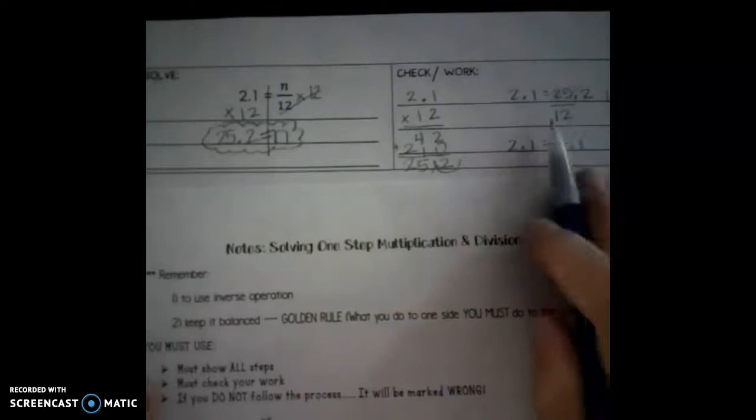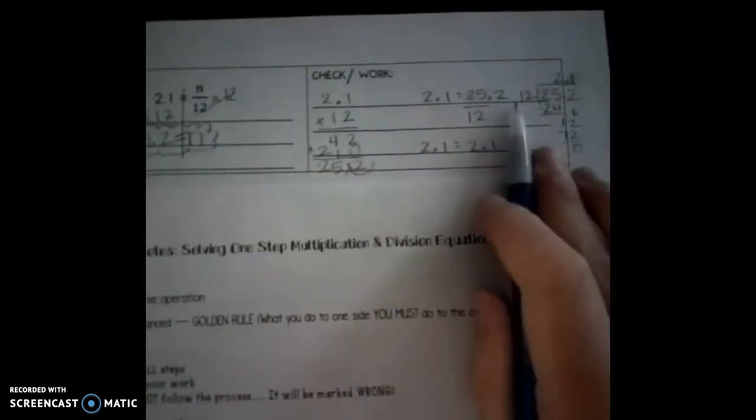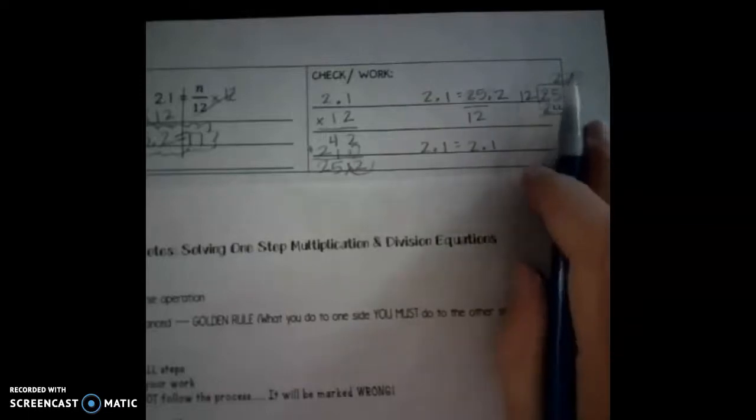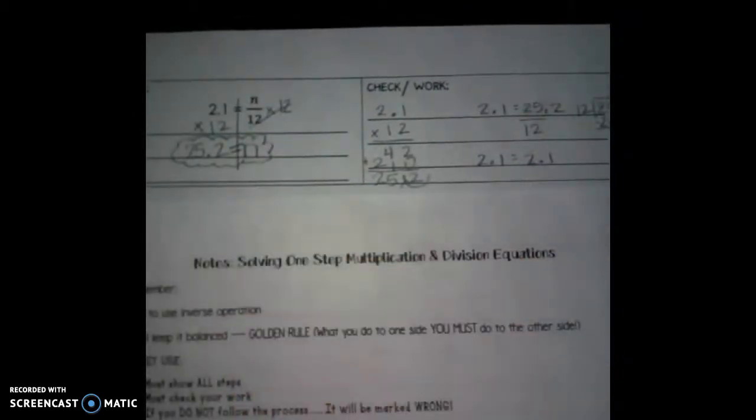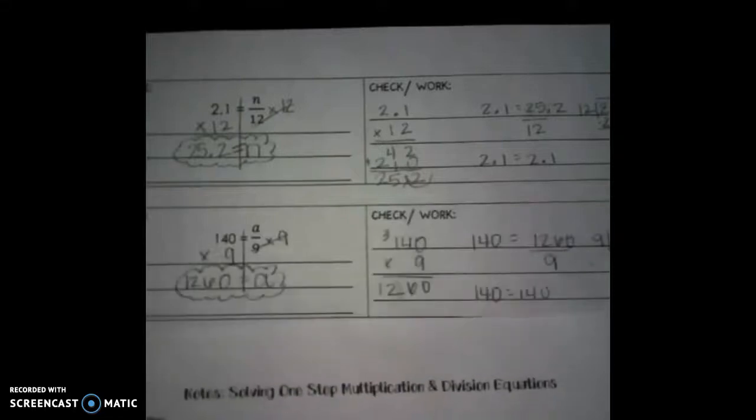Okay, so when I plugged it back in, I did 25 and 2/10 divided by 12, put my decimal all the way up, and I divided. So in fact, 2 1/10 was equal to 2 1/10, therefore 25 and 2/10 was my answer. Okay, that was my solution.